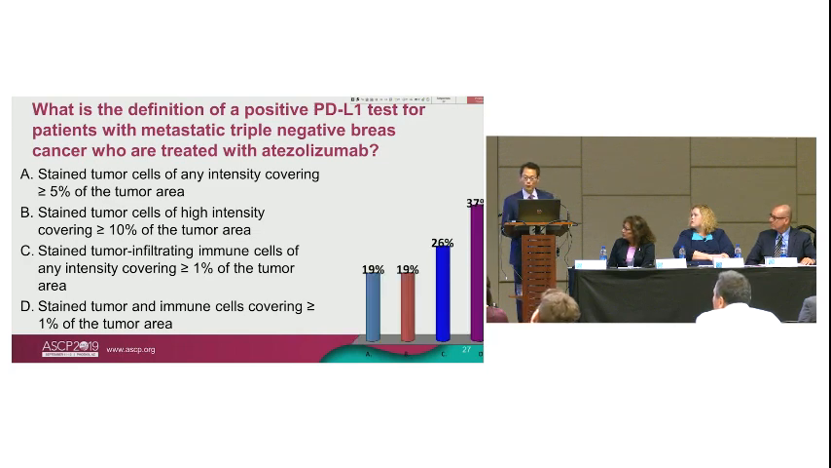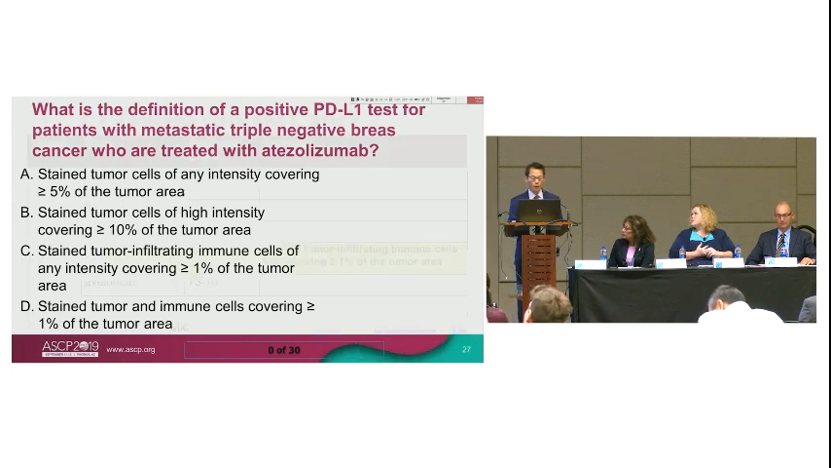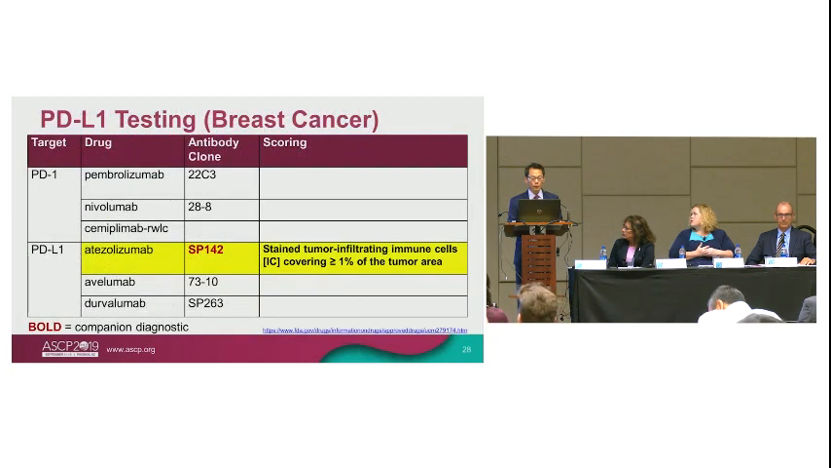Okay. So the correct answer is C, and this is based on the FDA label and indication. And I think this just reemphasizes the complexity of even keeping track of how these different tests are interpreted. So let's talk about this. Let's talk about atezolizumab and SP142 and the fact that now you're looking at tumor-infiltrating immune cells, not the tumor cells, but rather the immune cells, covering greater than or equal to 1% of the tumor area.